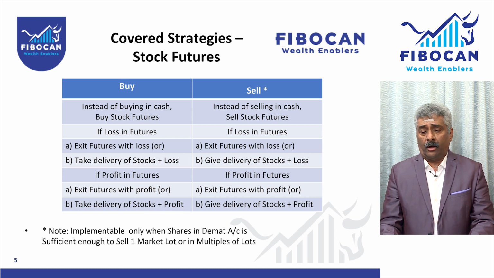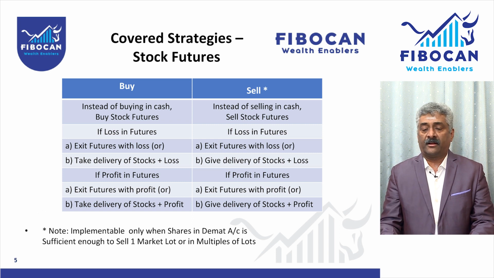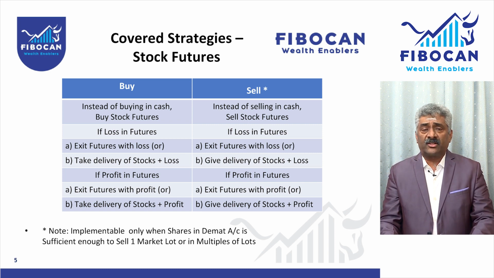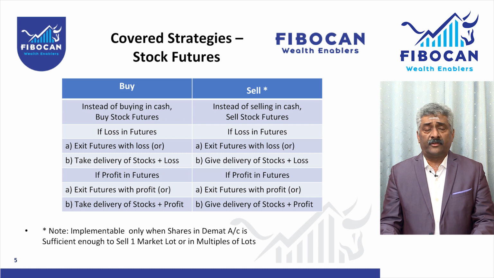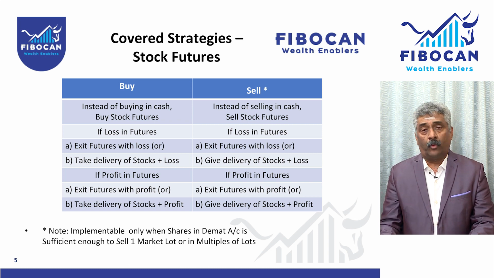In the case of sell, as I have given here, it is implementable only when the shares in your demat account are sufficient to sell one lot, which I gave in the precursor earlier. Instead of selling in the cash market, you sell in futures. The precondition is that you should have sufficient quantity in your demat account, because it is a covered strategy. Again there are two scenarios, profit and loss. If it is a loss in futures, exit the futures with loss and don't do anything, or exit the futures at a loss and also give delivery of the shares that you already own.